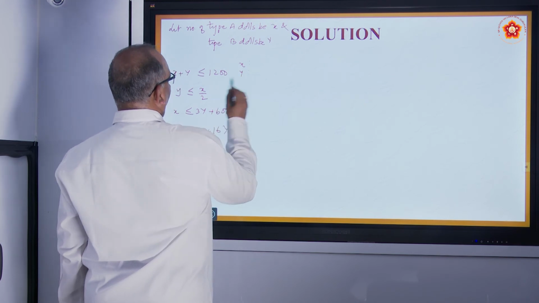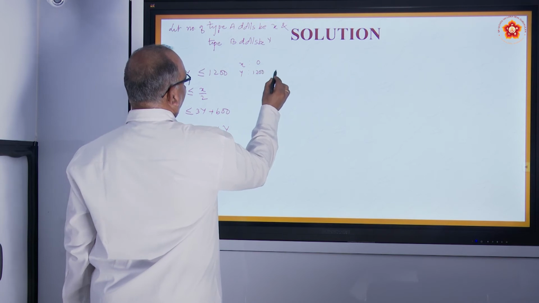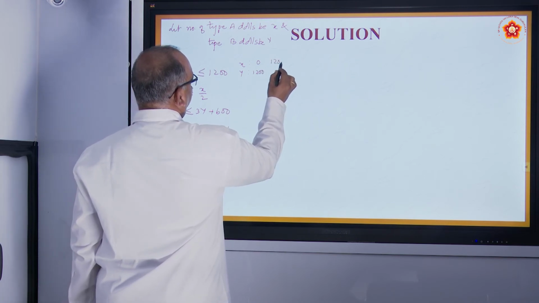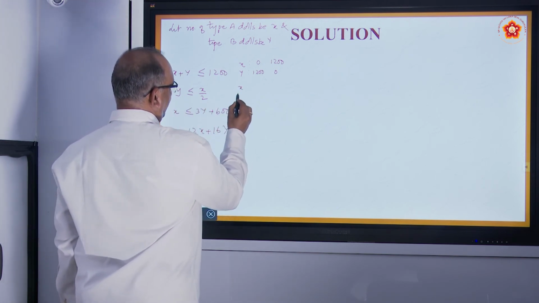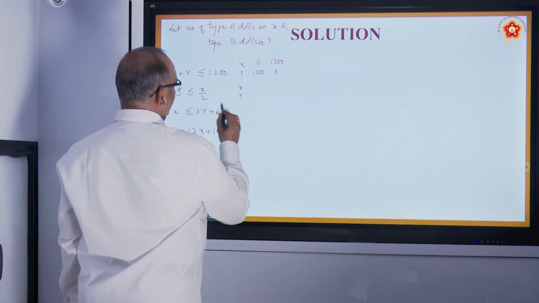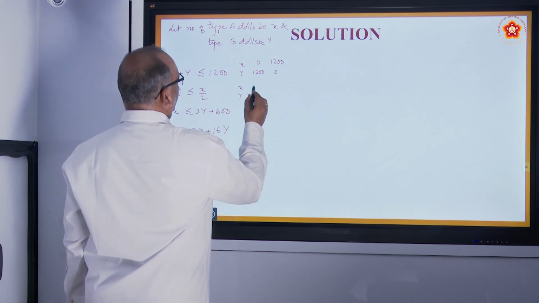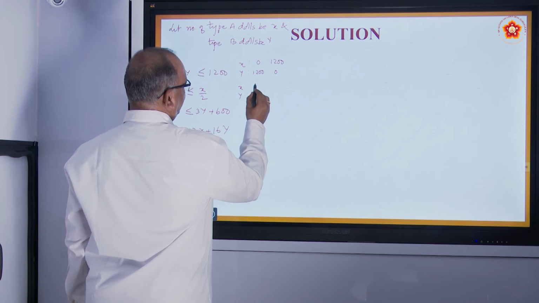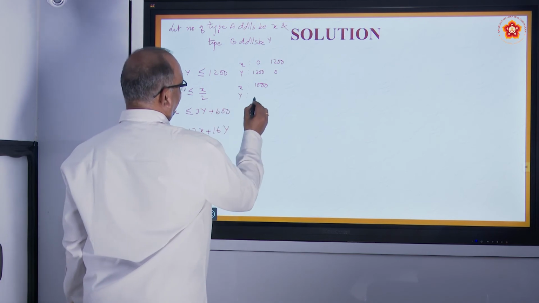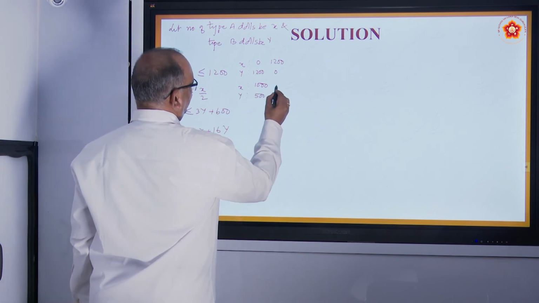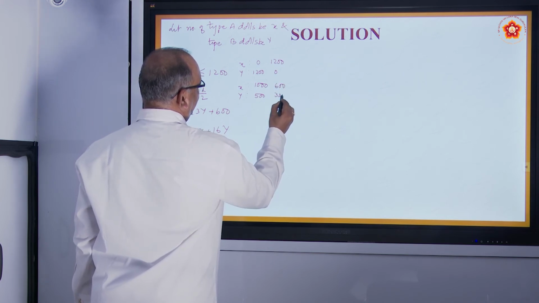Let us say X is 0, Y is 1200. If Y is 0, X is 1200. Come to this Y equal to X by 2. Take X and Y for this. Let us say X is equal to 1000, Y is half of it, that is 500. Suppose if this is 600, this is 300.